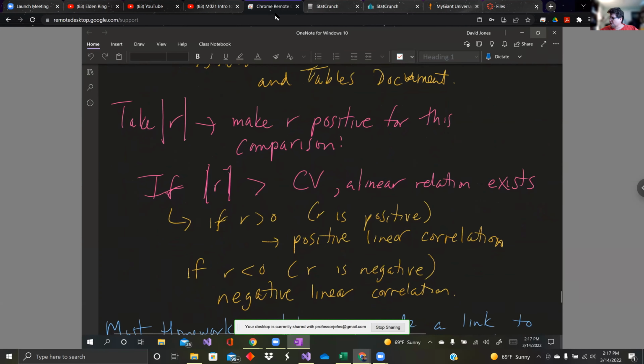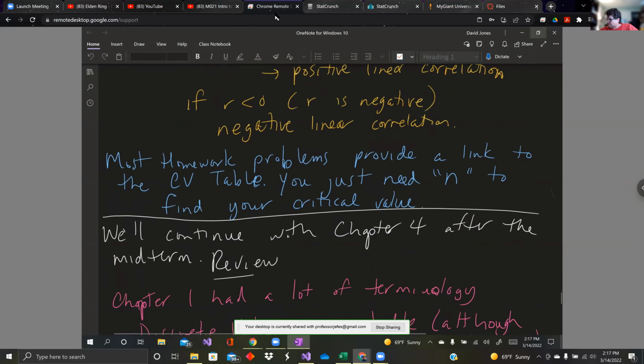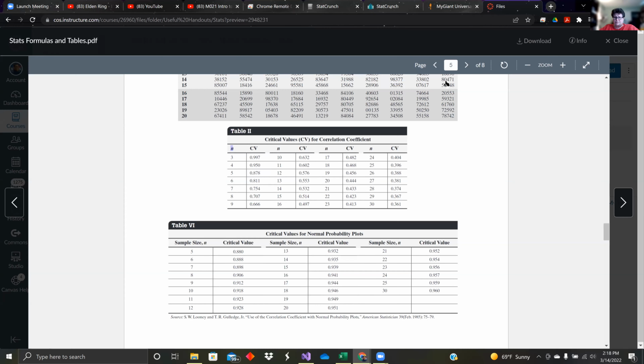We're going to look at R, compare it to that, and make a decision about whether it has a correlation or not. Many of the homework problems, as you'll see when you're doing chapter 4, give you that link to the table. But if they don't, it's in Files and Handouts.